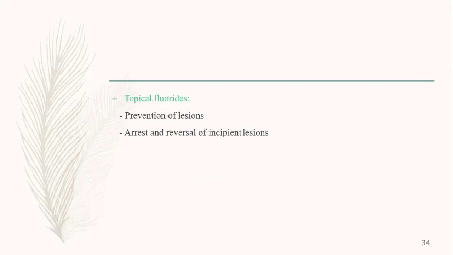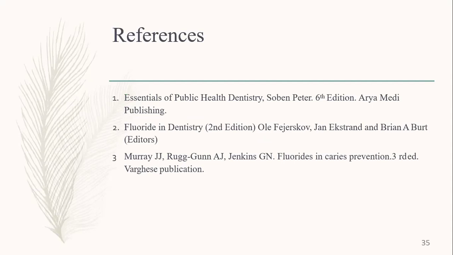Next are the topical fluorides, which can be applied. The advantage is that there will be prevention of lesions, and arrest and reversal of incipient lesions can be done. So these are the basic types of topical fluorides. First, the professionally applied, which includes sodium fluoride, stannous fluoride, and acidulated phosphate fluorides. Second, the self-applied topical fluorides, which include fluoride mouth rinses, gels, and fluoride dentifrices.